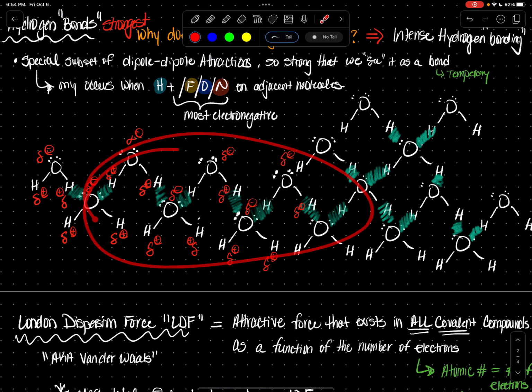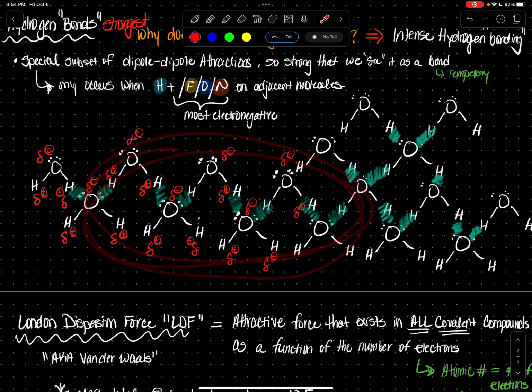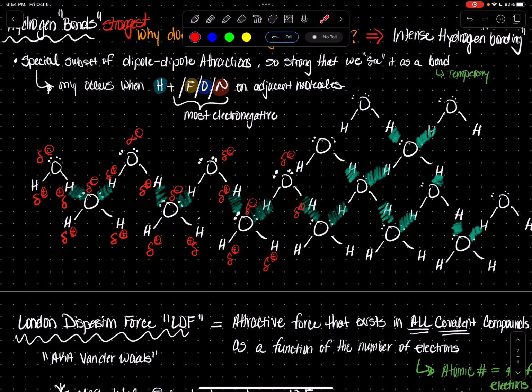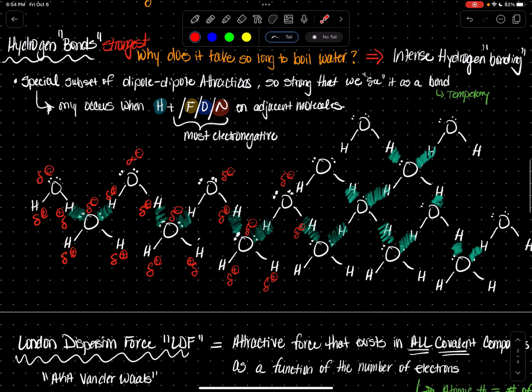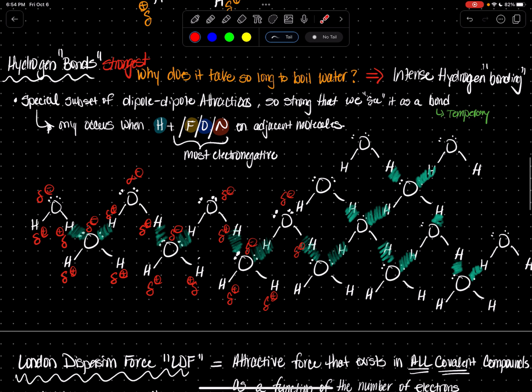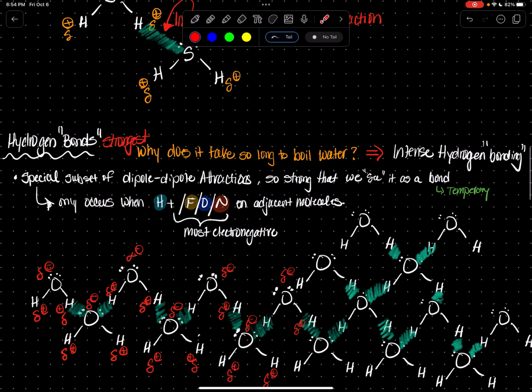They want to stay together because they're electrostatically attracted to each other based on this temporary dipole hydrogen moment we got going on here. So hydrogen bonding, quote unquote bonds, is a subset.